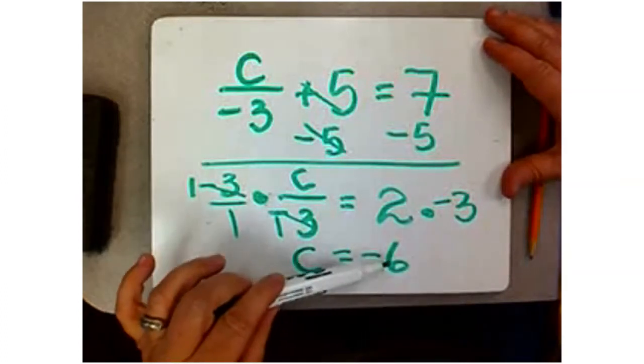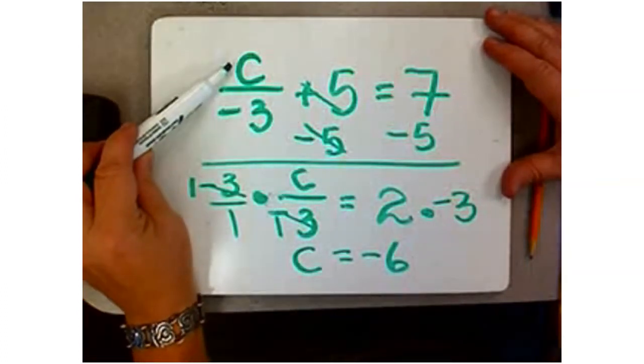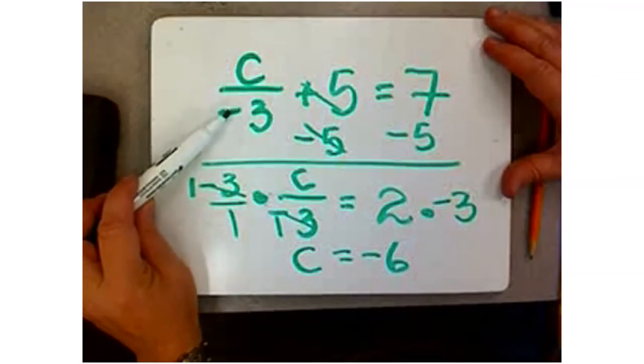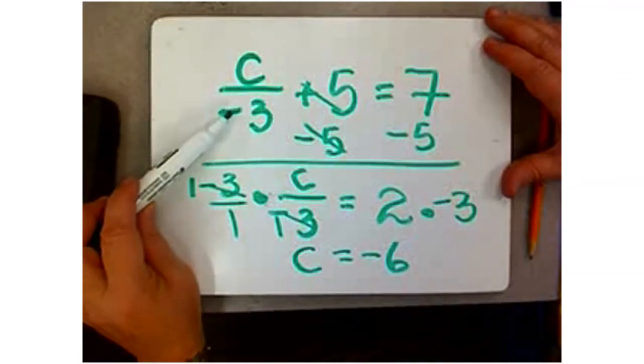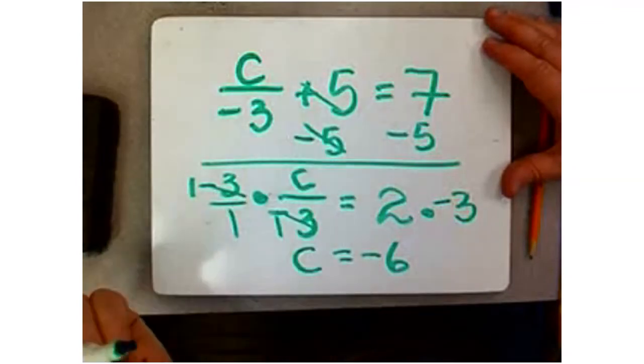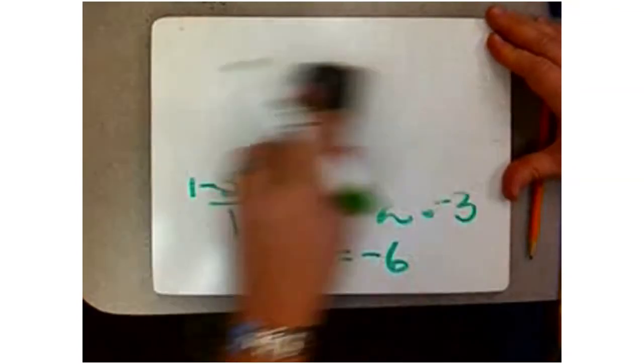If we check our answer, we plug it back in for c. Negative 6 divided by negative 3 is a positive 2. 2 plus 5 equals 7. It checks. All right.